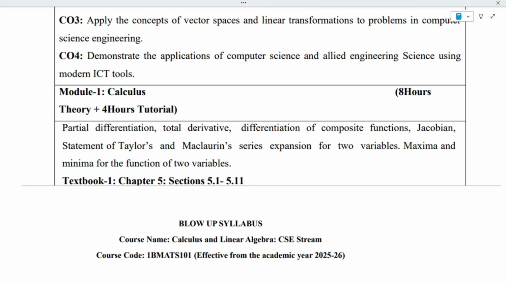Okay, now first there is the concept of partial differentiation, total derivative, and composite function, Jacobian problem, and Taylor and Maclaurin series, and next is about maxima and minima. There are these many concepts.